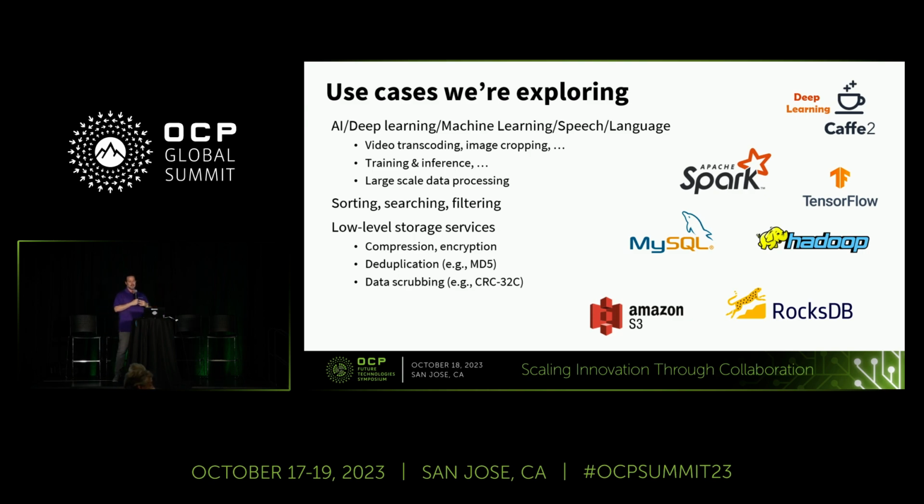Take your pick: machine learning, deep learning, large language models, whatever you want to call it. There is great opportunity for this technology, and what we're starting with here, to branch out into even more of what you can do with these architectures. So: sorting, searching, filtering, low-level storage services.